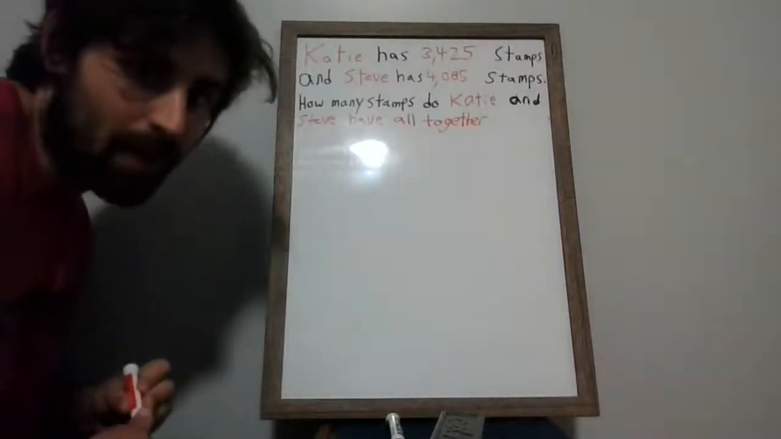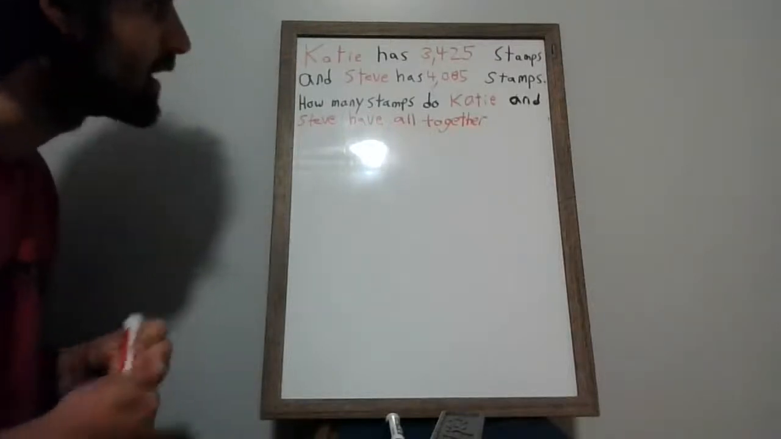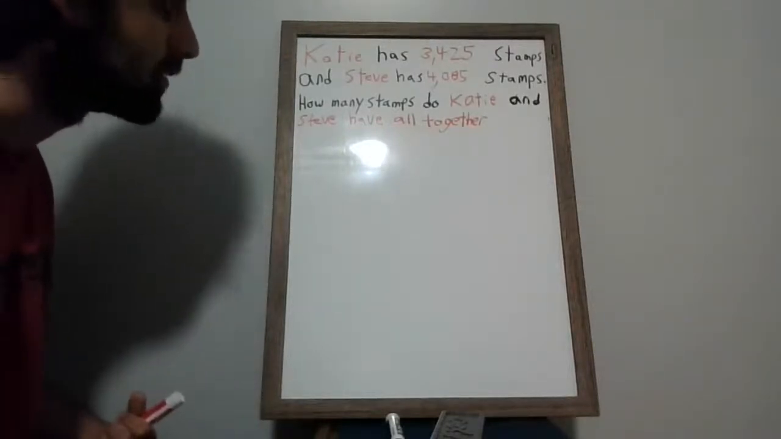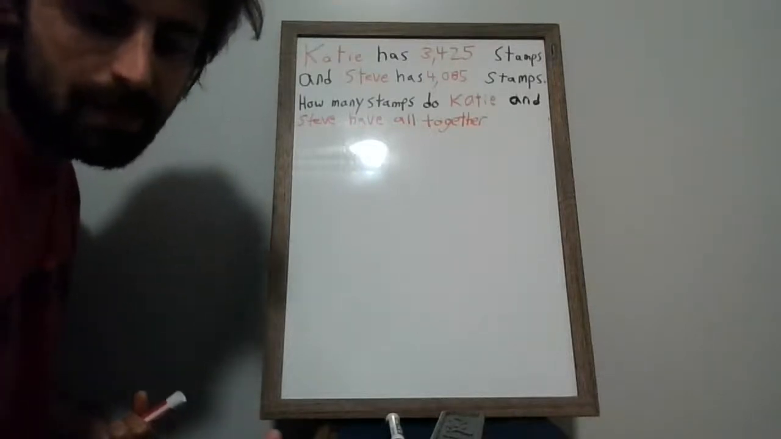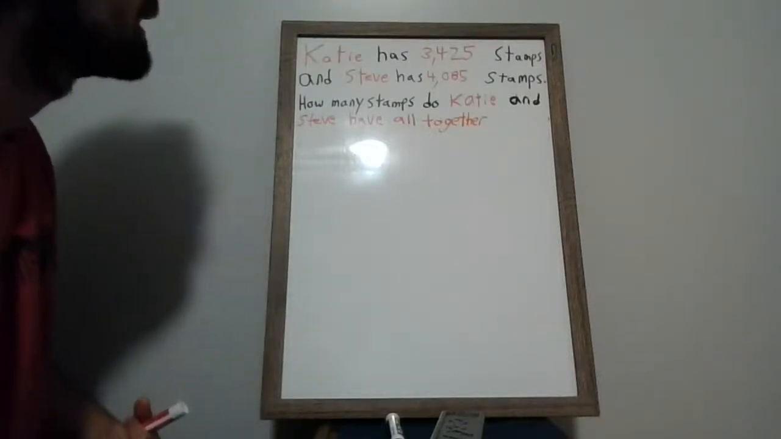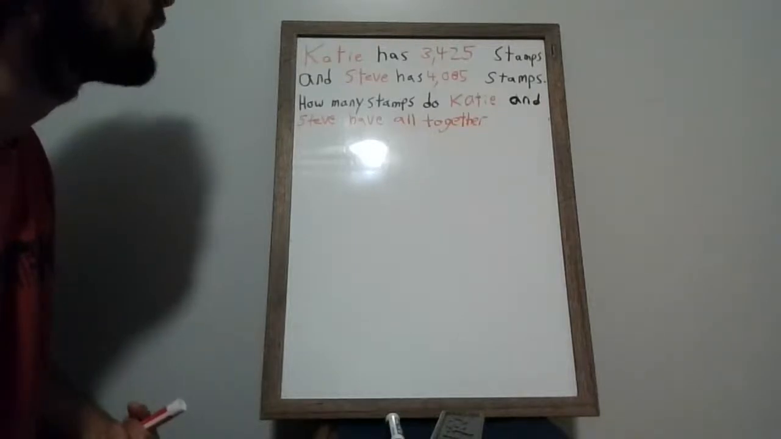So again, this word problem is very similar. All I did was change a little bit of the wording and change the numbers. The process for solving this problem is exactly the same. Katie has 3,425 stamps, and Steve has 4,085 stamps. How many stamps do Katie and Steve have altogether?